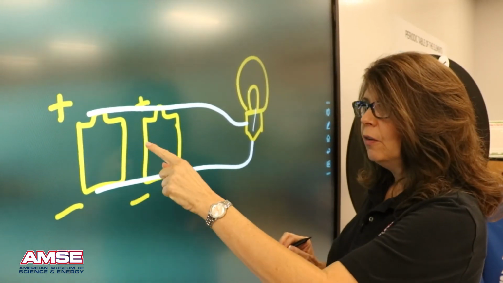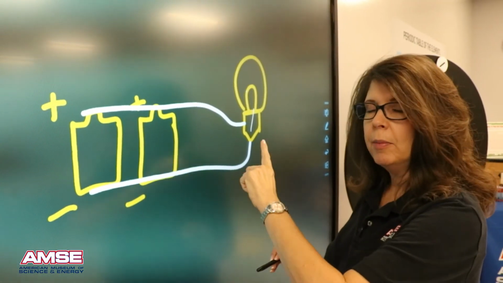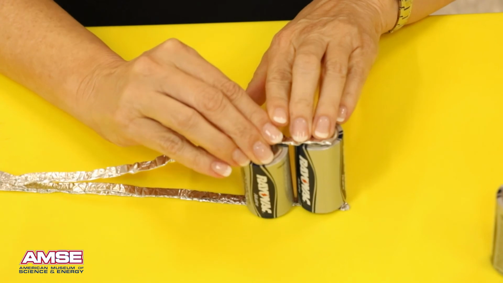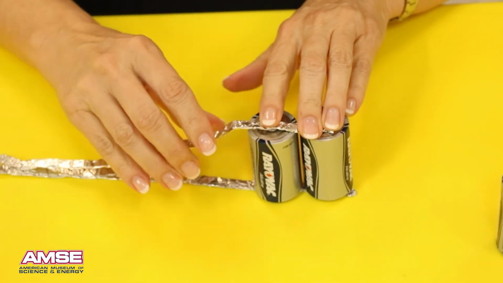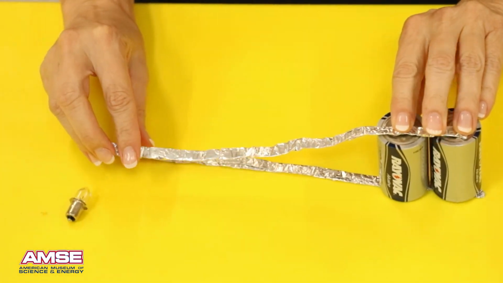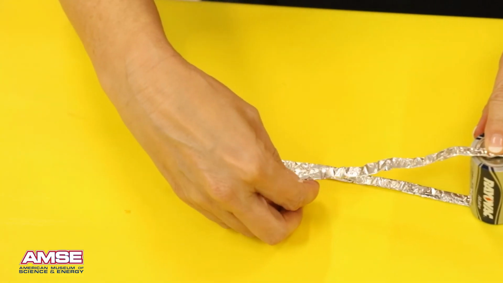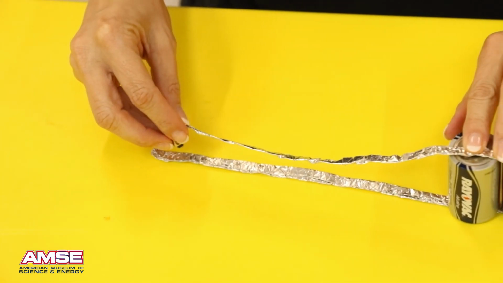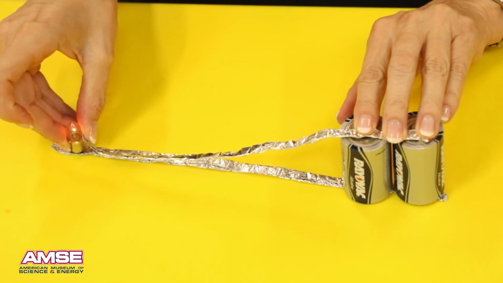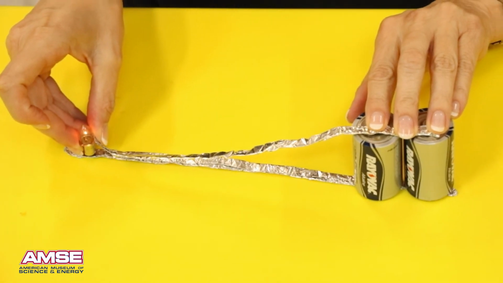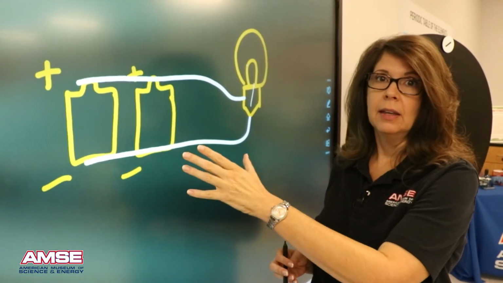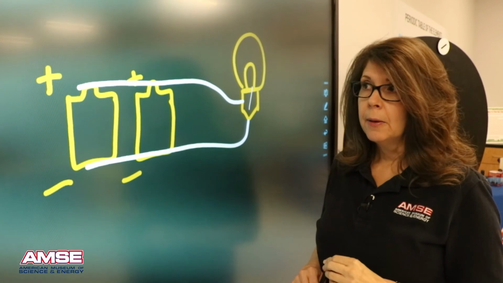Instead of getting the full voltage going to the bulb, you only get a fraction of the voltage for each battery in parallel. And you probably could tell that this is what's happening because, as you can see, the bulb does not get as bright with batteries in parallel as they do when they're in series.